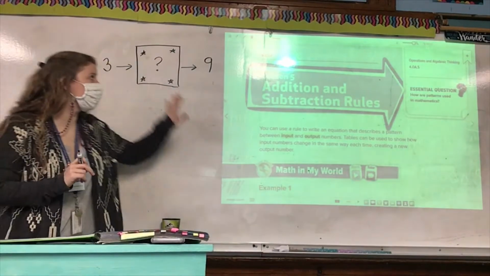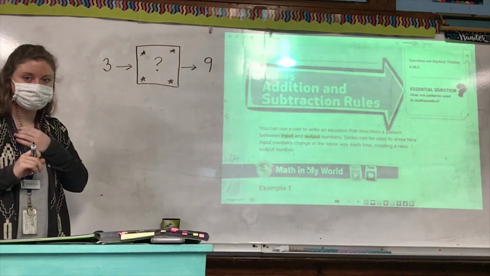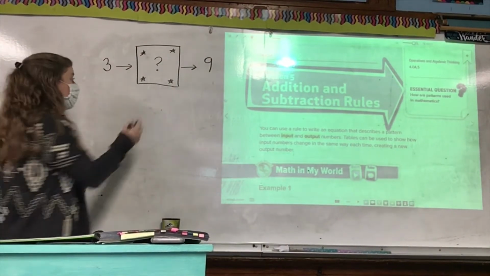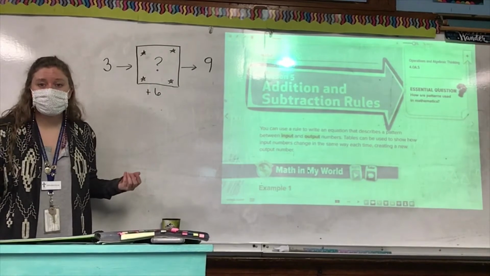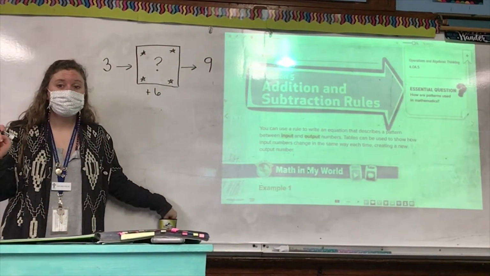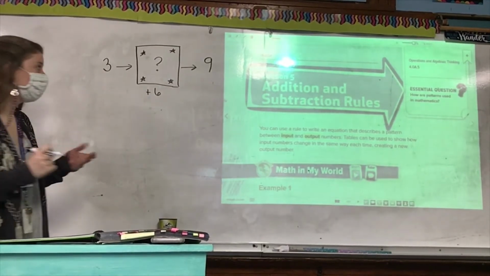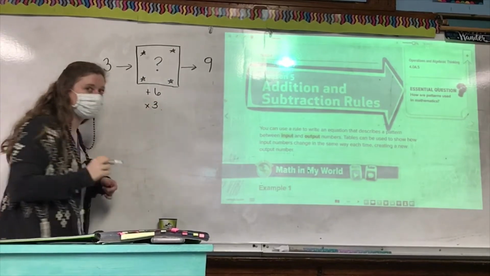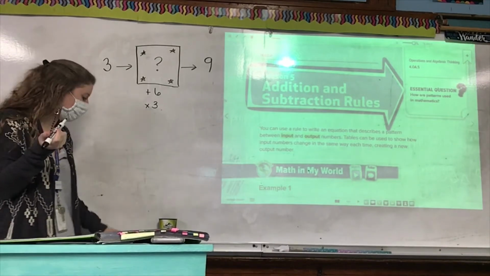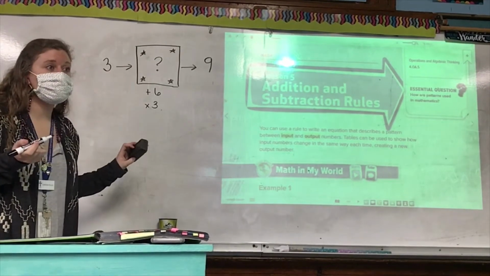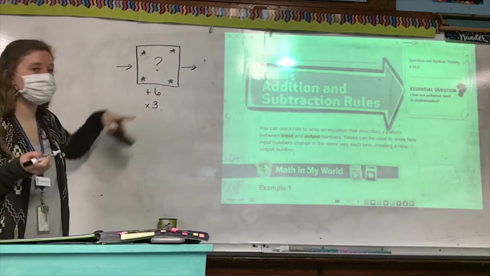Carla, what's one thing the function machine could have done? It could have added 6 to the 3. Is that the only thing the function machine could have done? Colin, no. What else could the function machine have done? It could have multiplied by 3. Either one of those would be correct. The function machine did one of those. We're not really sure, but the function machine is doing the same exact thing. Could be add 6, could be multiply by 3.